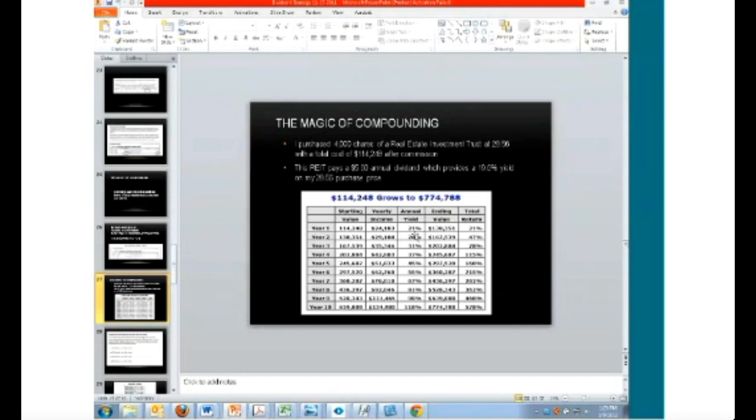my annual yield is 21%. After 3 years, I get a $35,000 income, which works out to a 31% return. After 5 years, I get a $51,800 yield or cash dividend, and that works out to a 45% yield. So you can see that over time, reinvesting these dividends really starts to compound your returns.